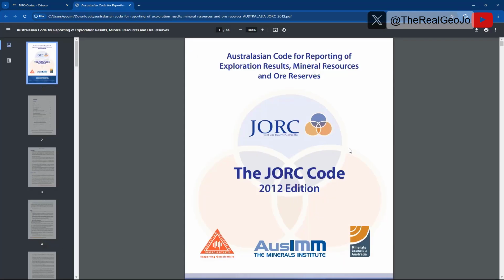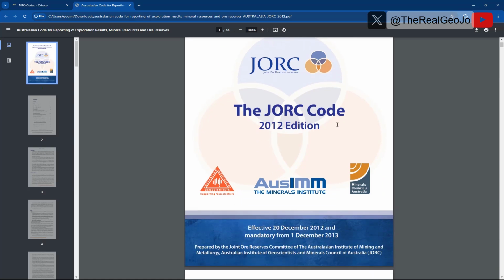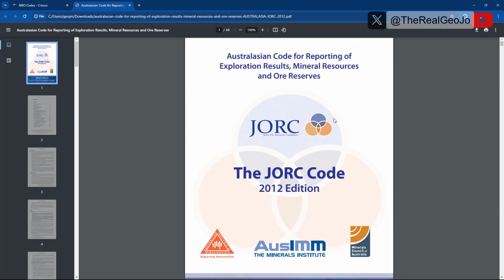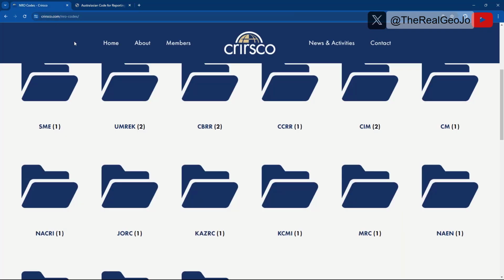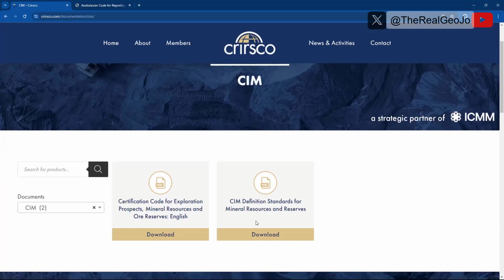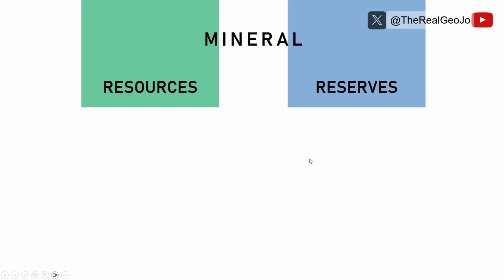Here I have open for you the one that's from Australasia, and here you can see some definitions about mineral resources and mineral reserves. This is a very complete one that I would really suggest you check out. The other one is the one from Canada, the CIM definition standards for mineral resources.